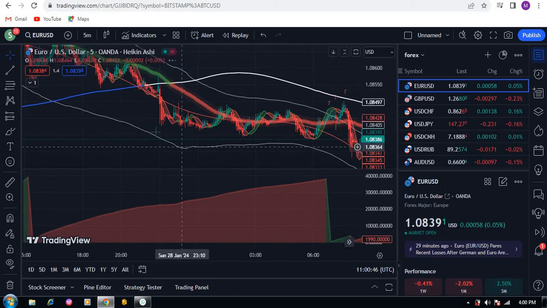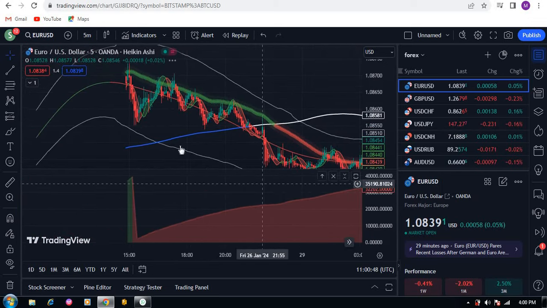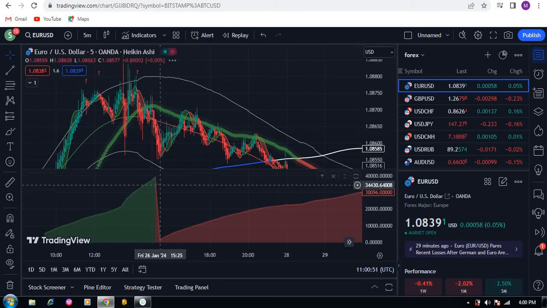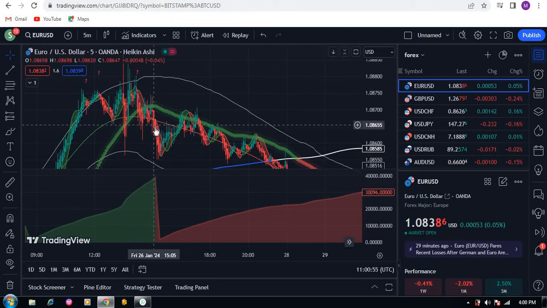Let's wait for another sell signal here. Let's wait. You can see you got the sell signal, and you can see the candle is around, below the middle line. Okay, the candles are below the middle line of the band, then you will go for the sell trade.